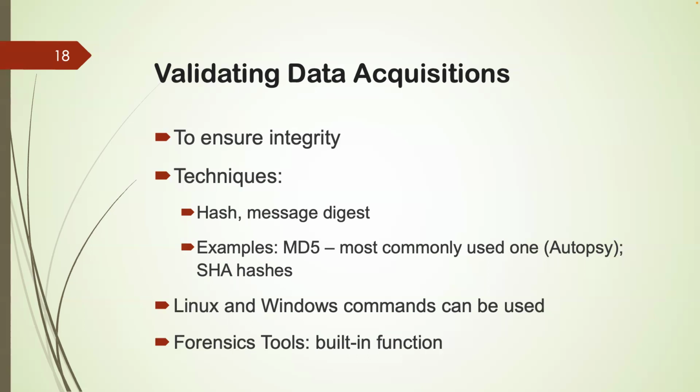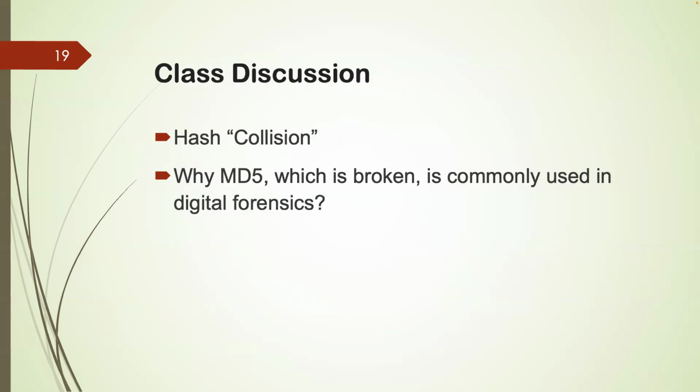Other than that, Linux and Windows have their own commands to check the integrity of the data or to hash the data. The forensics tools that we use, such as FTK Imager, or Autopsy, which we'll probably be using in this lab or the next one, also provide this capability. When you are copying the data, they also take the hash to give you an integrity check that the copying process didn't disrupt the original data.